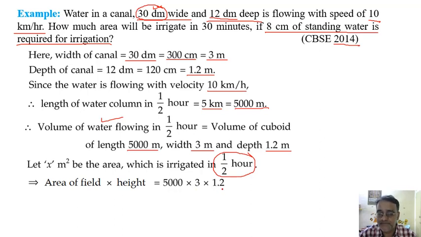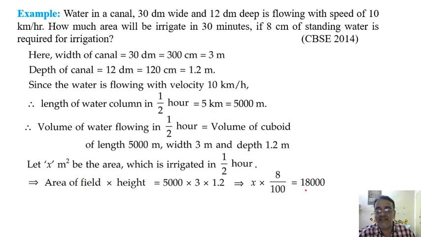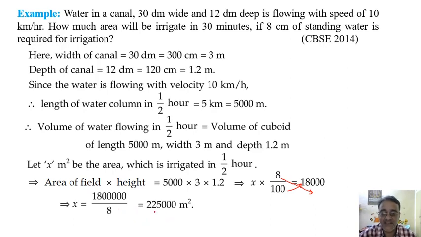So height is given 8 cm, but the unit we are using is meter, so we have to divide it by 100. So this implies that x into 8 by 100 is equal to 18,000. So we'll multiply 100 to this and divide by 8. So 18 lakhs by 8. Final answer is 2,25,000 meter square. So this is the required area of field. If you want to convert it into hectare, you have to divide it by 10,000. So in that case, you will get 22.5 hectare.